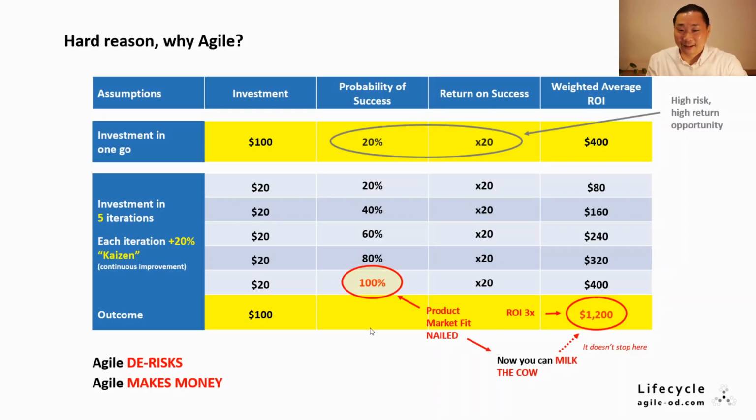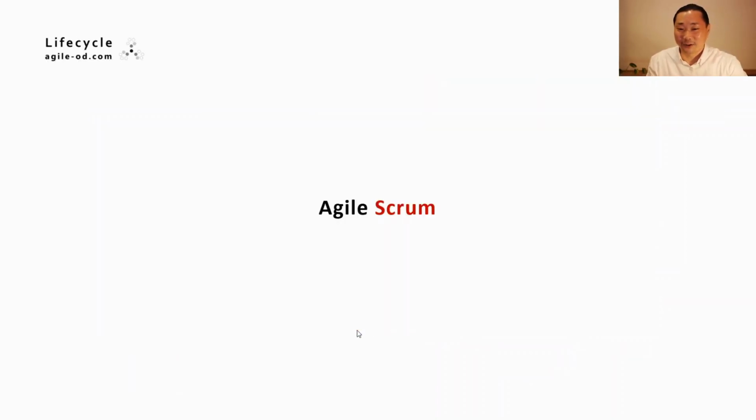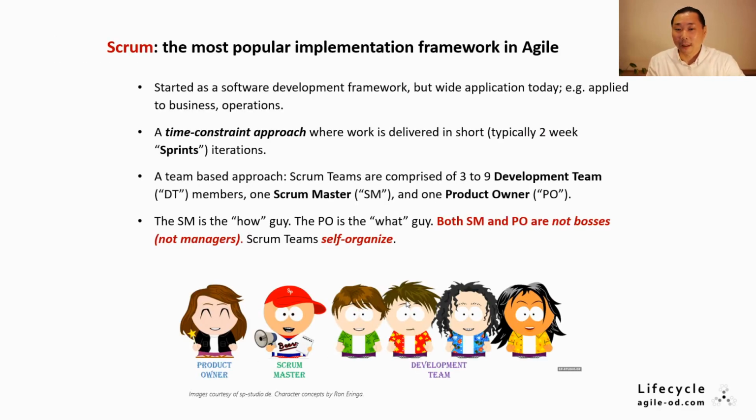Okay, time to give you an example of how to do Agile. Let's take a look at Scrum, the most popular implementation framework in Agile. Scrum started as a software development framework, but today it's widely applied in business, operations, etc. Scrum is a time-constrained development framework where work is delivered in short 1 to 4 weeks, typically 2-week sprints.